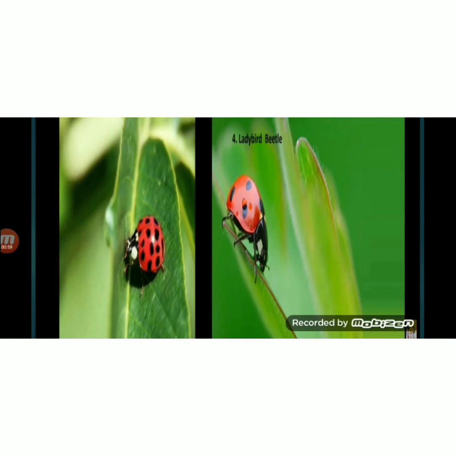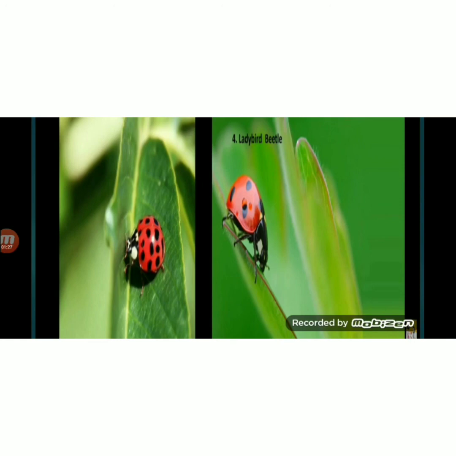So in useful insects, today we studied about honeybee. From honeybee we get honey. Other is silk moth. From silk moth we get silk to make saris and other things. The rearing and breeding of honeybee is called apiculture, and rearing and breeding of silkworm for getting silk is called sericulture. Third is lac insect.